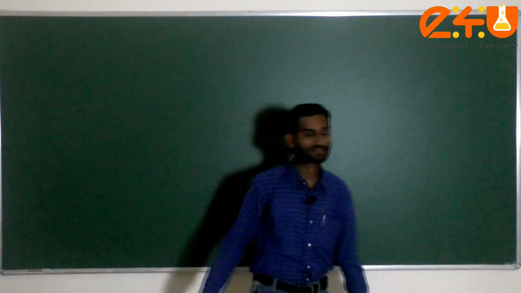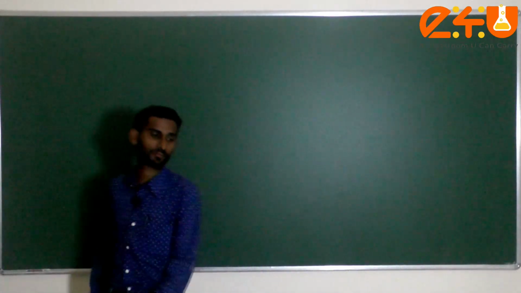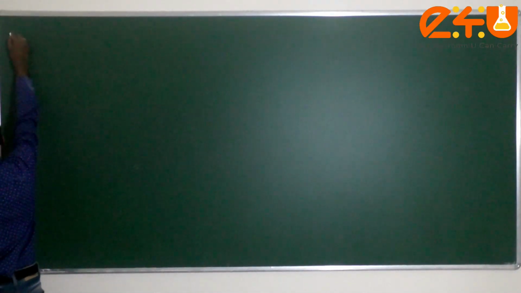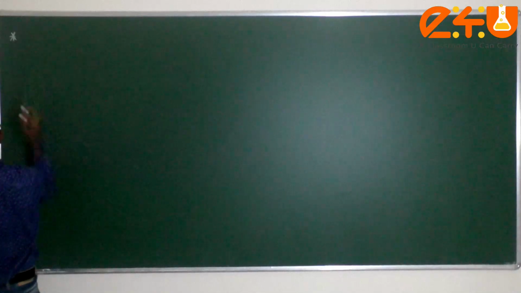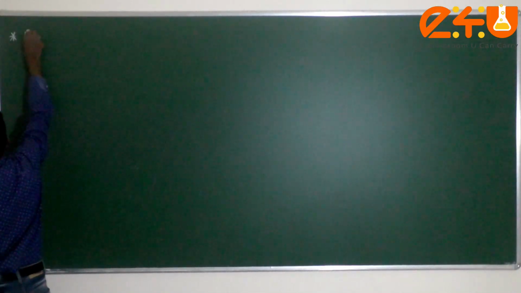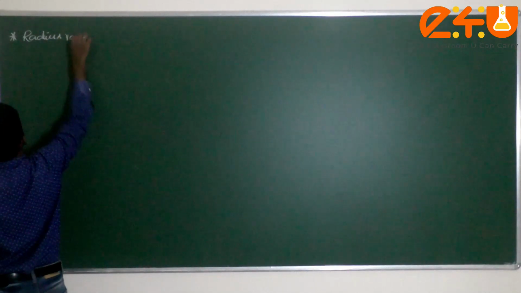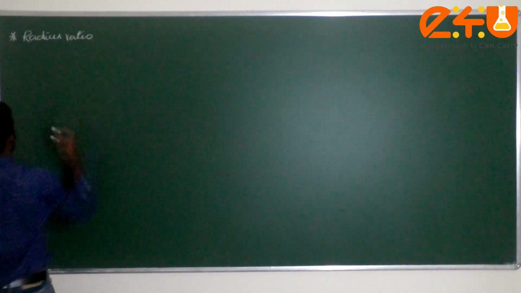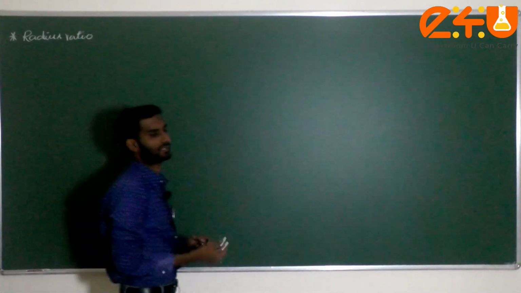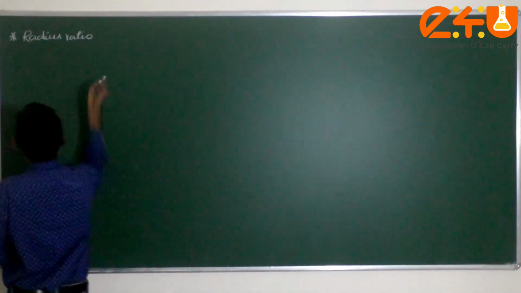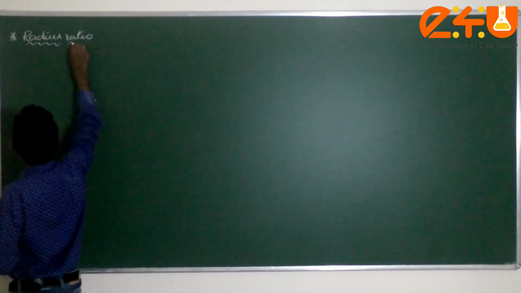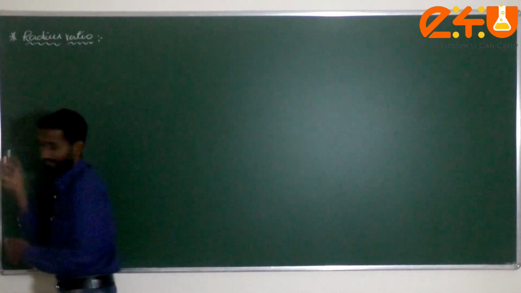Okay, dear students, let us continue our last topic from the solid state. It is very important: radius ratio. Radius ratio for ionic compounds also you can take. Generally, first of all, what is radius ratio? Generally we can write it here. Okay, this is radius ratio.